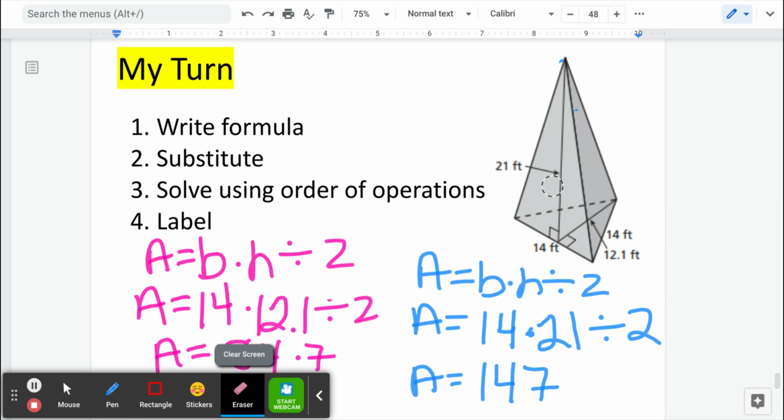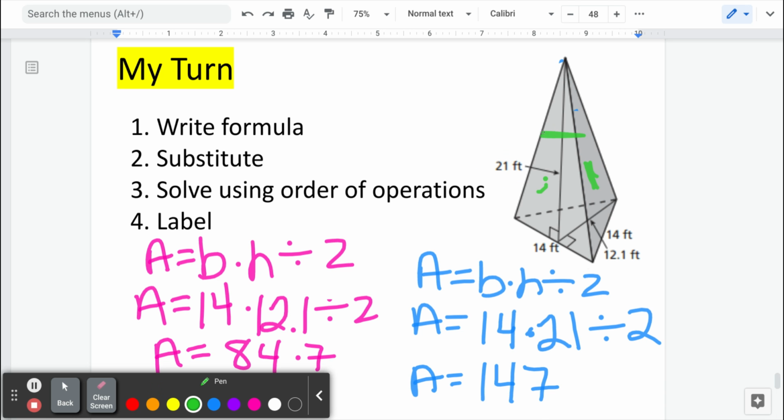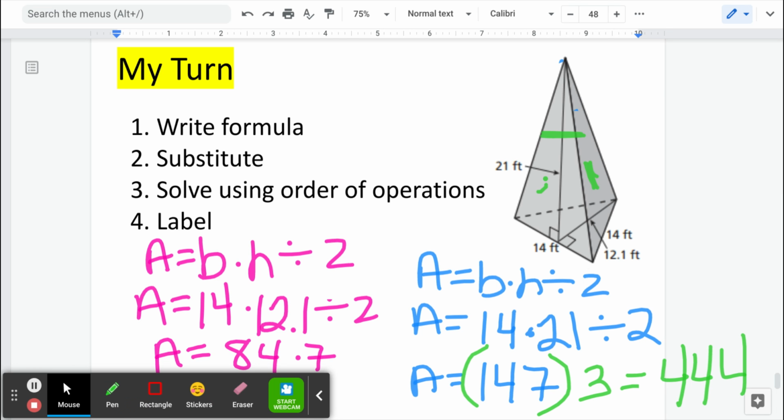So when I look here, I have this front triangle, I have this side triangle, and then all the way in the back, I have that back triangle. So what I need to do with that answer is times that by 3 because there's 3 side triangles, which will give me 441.